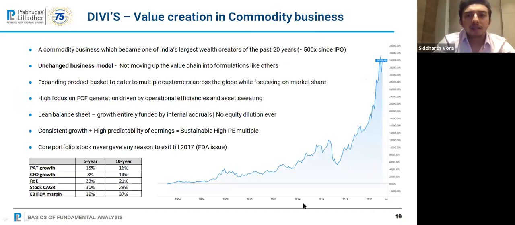My next example is on a commodity business, but which has done very well. So I was telling you there are 2 parts. There is science and there is art. So science tells me that commodity business में पैसा टूटेगा, पर ऐसा नहीं है. कौन से type of commodity business में value creation हो सकता है? So I have used the example of Divi Slabs.